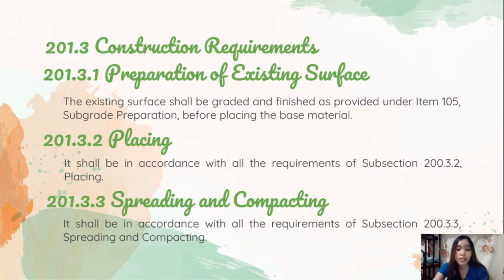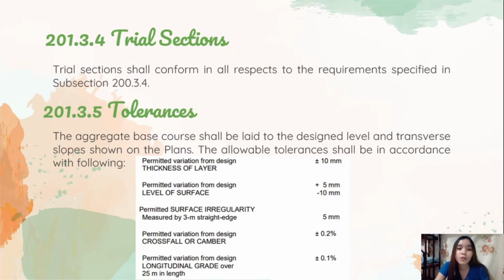Then placing is the same as how the placing is done for the base course, but here the material used is base course. And also for spreading and compacting, it's the same, but the difference is the material used here is base course. And also for the trial section, it is the same as the base course.